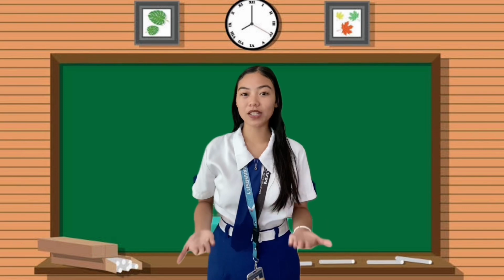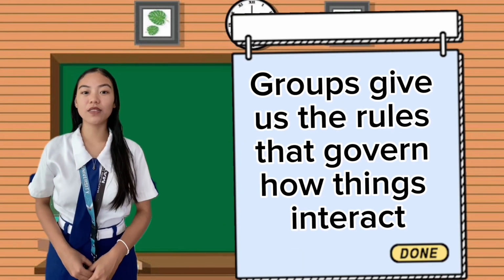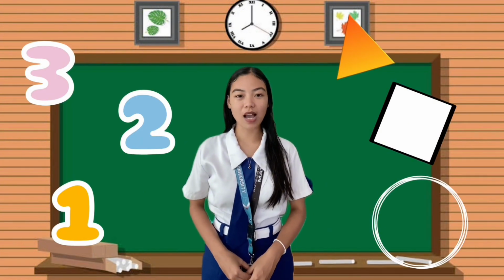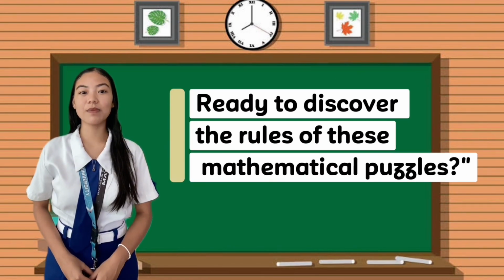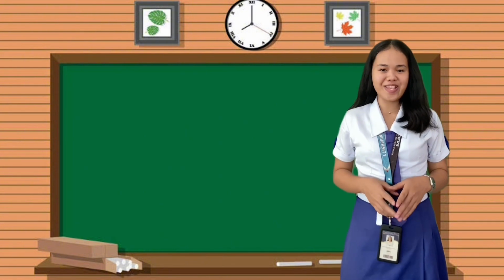They're about patterns, order, and structure. Groups give us the rules that govern how things interact, whether they're numbers, shapes, or even abstract objects. Ready to discover the rules of these mathematical puzzles? Alright, let's answer the big question.